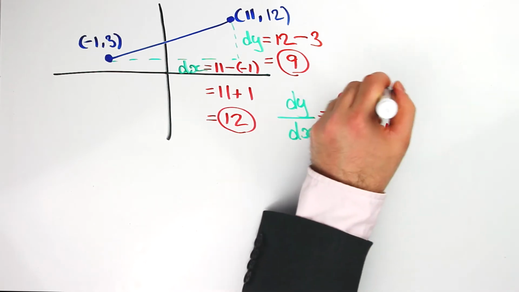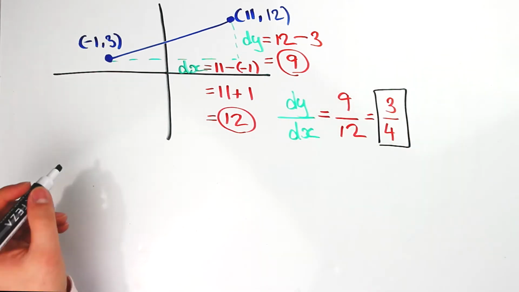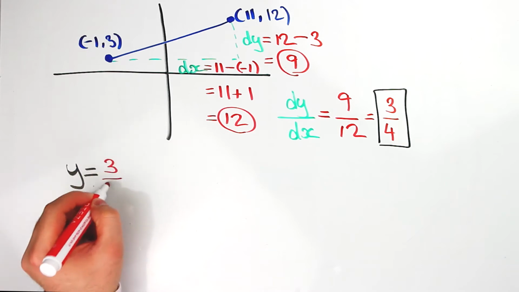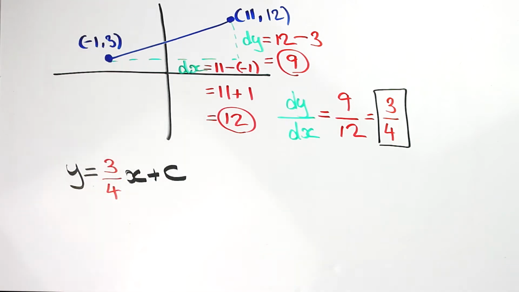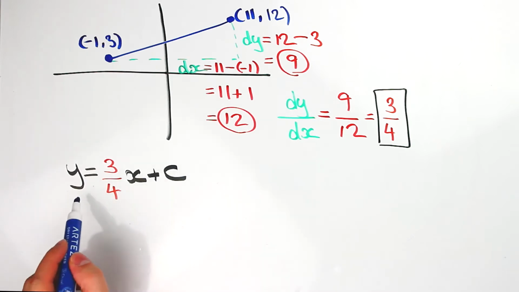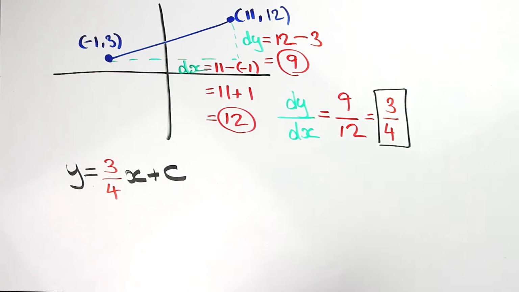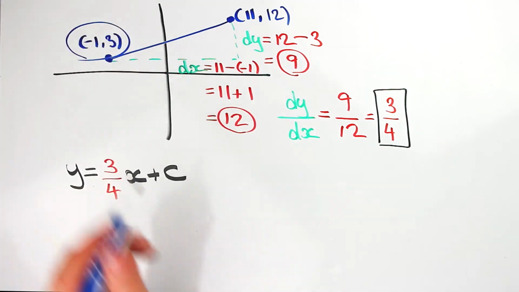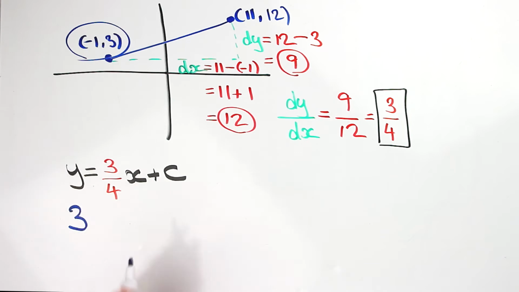So now our incomplete equation of the line, we've got y equals 3/4 x plus c. This is in the y equals mx plus c form. We do not know what c is just yet. So to find c, we need an x and y value. But guess what? We've got 2 coordinates, so we can pick any 2 of them. I think -1, 3 is the simplest one, so let's go for that. So we can see that y is 3 and x is -1.